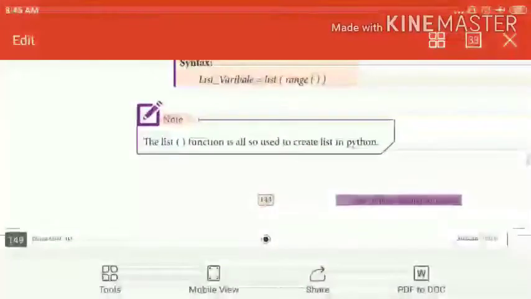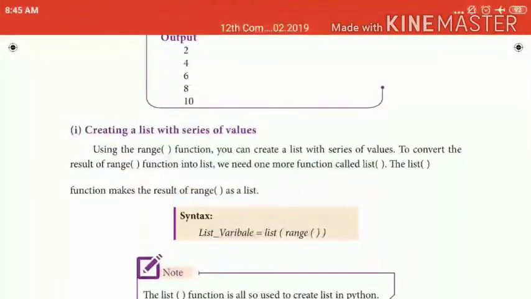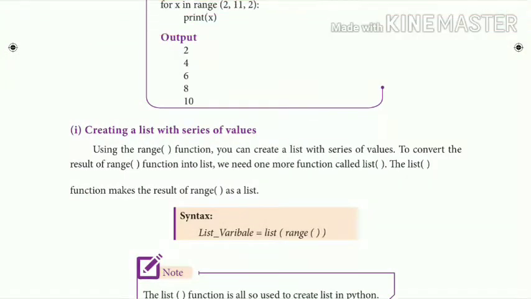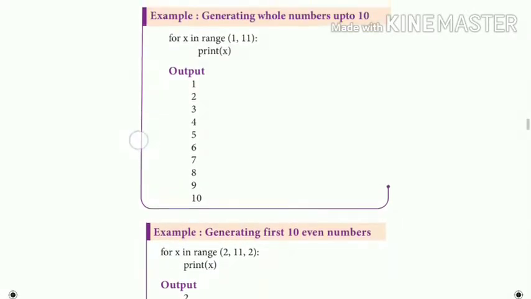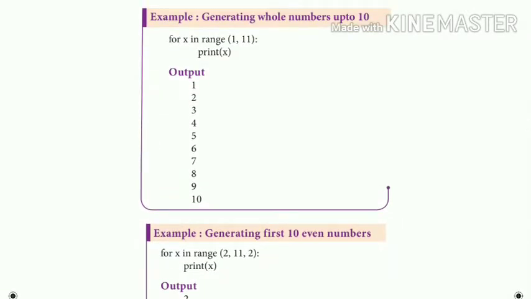Last class we have seen this, creating a list with a series of values. With an expression of a for loop, you can just create a list. Okay, so previously we have given every value of a list inside the square brackets, but now we are using a for loop for generating elements in the list.